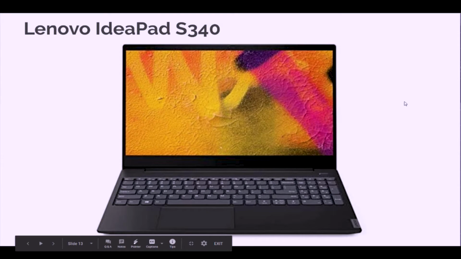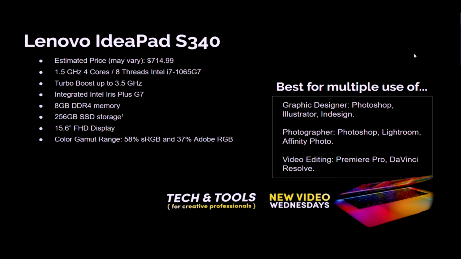All right, the first one on the list is the Lenovo IdeaPad S340. It's estimated at around $715. Has the i7 1065G7, fantastic processor, and an integrated Intel Iris Plus G7 graphics. That's going to be helpful for video editing.